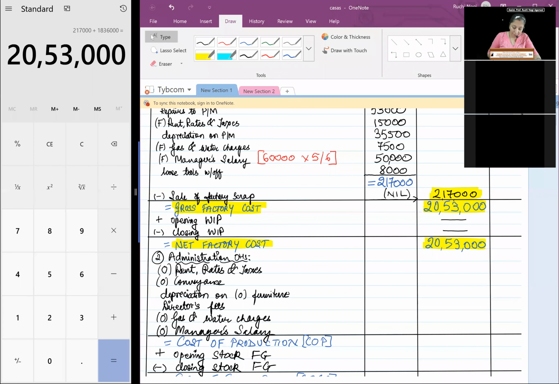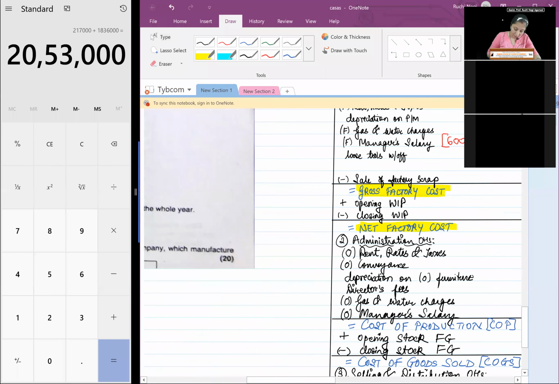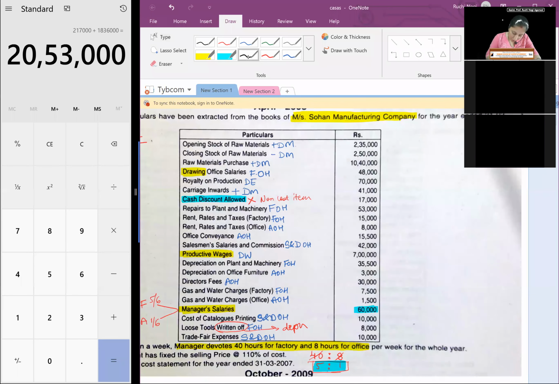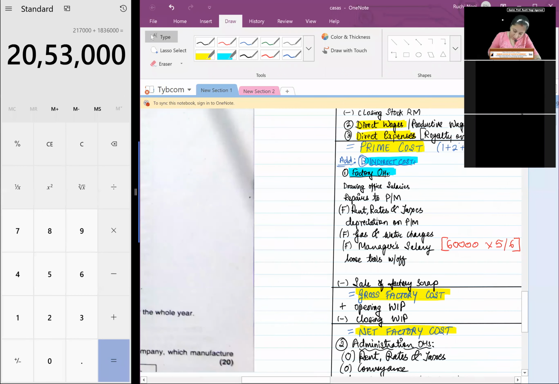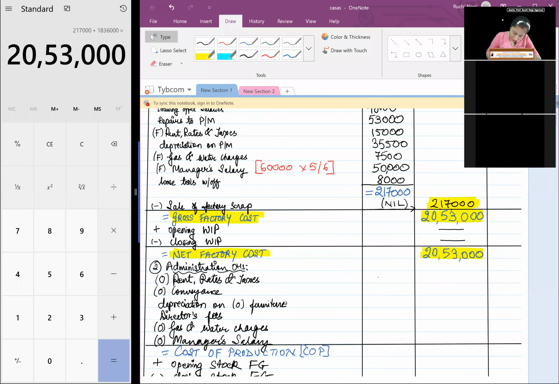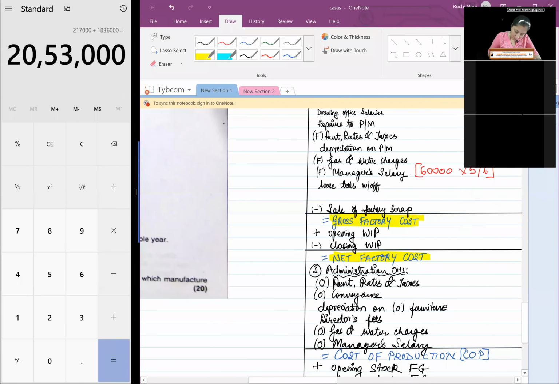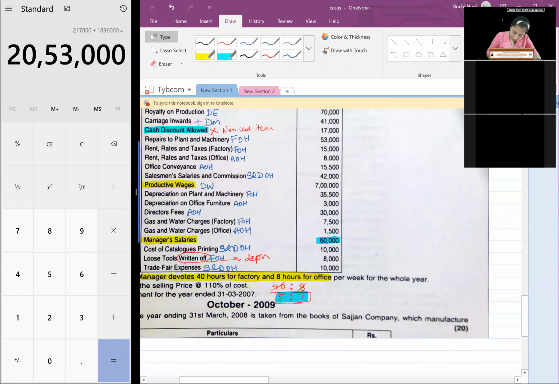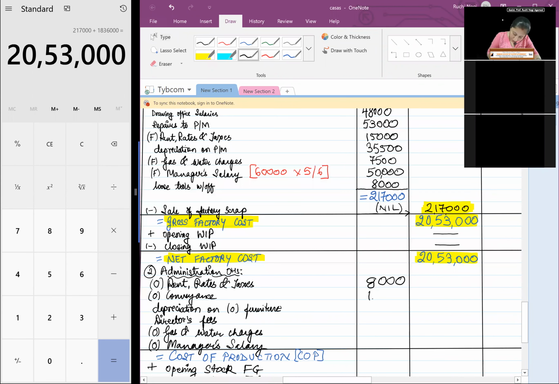Now come to admin overheads. After factory cost, it is admin. So when I start admin, what do I have? Rent, rates and taxes of the office, 8,000. Next, conveyance. Conveyance is how much? 15,500. So write down 15,500.